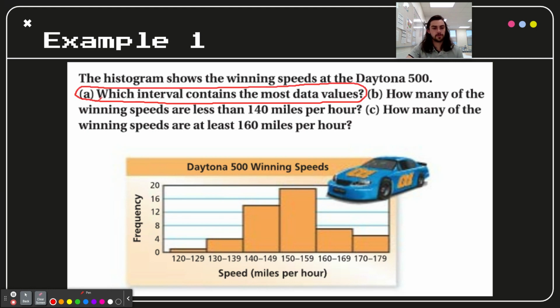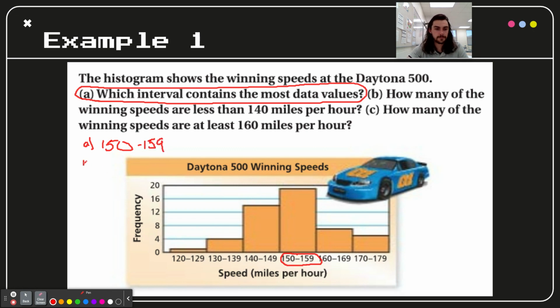So what we're really going to be looking for is the peak. You're going to look for the tallest bar in the graph. So the tallest bar is right here. It's 150 to 159 because that occurs about 17 or 18 times. So part A is 150 to 159.